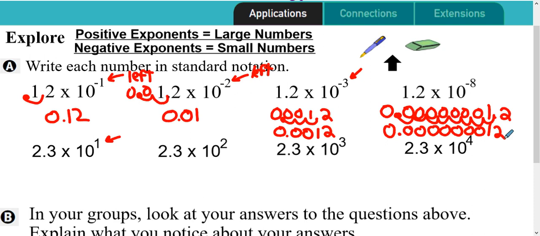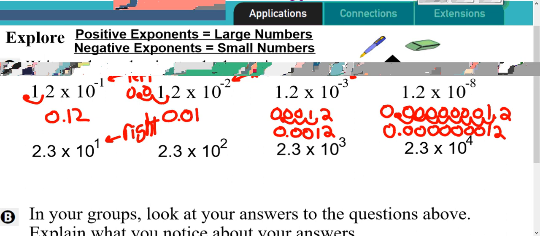Try the next ones, and remember, the decimal goes to the right, because all of them are positive exponents. They're positive exponents, and that means it's a large number. You could pause the video, and when you do all four of these, just go ahead and unpause the video.